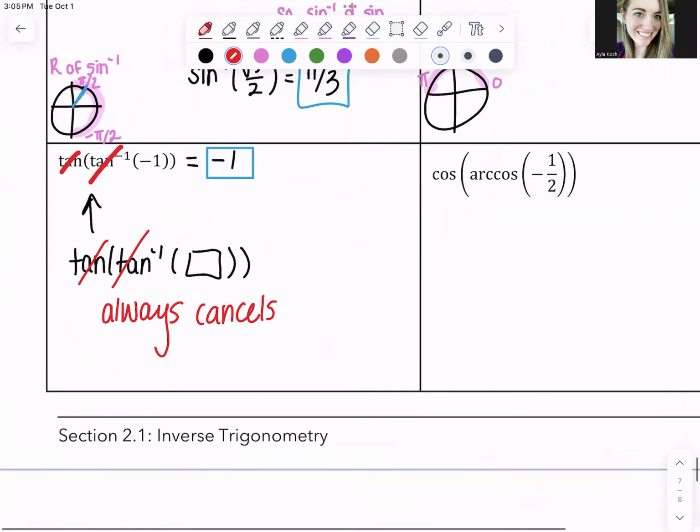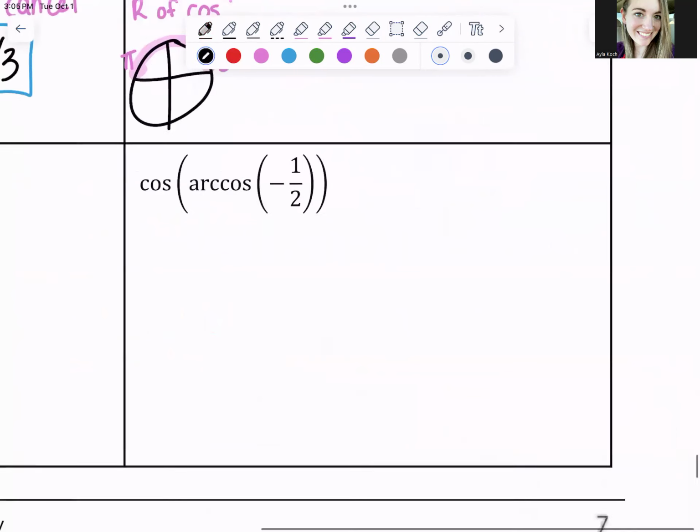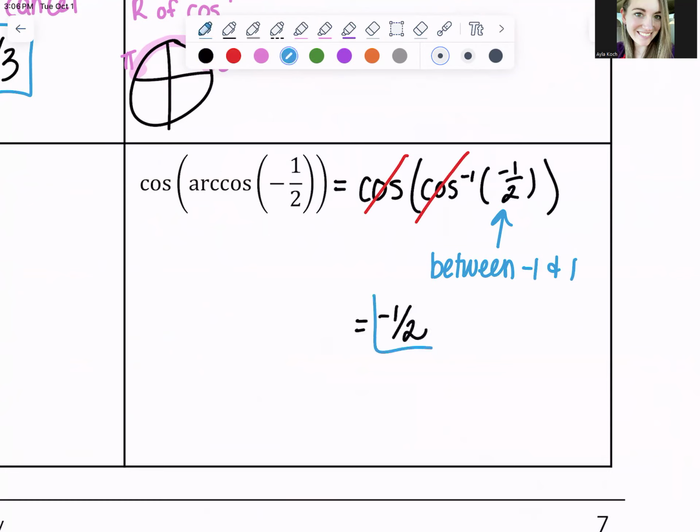All right. Last one is cosine of arc cosine of negative 1/2, so this is cosine of cosine inverse of negative 1/2. For this one, as long as the value in here is a valid x value, as long as this is between negative 1 and 1, these two things will cancel. Those things cancel, and you're left with just negative 1/2.